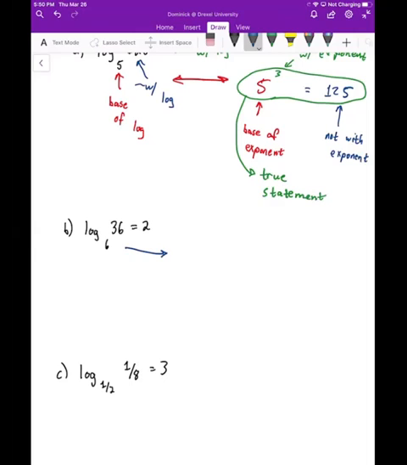So again, in part B, 6 is the base, so that's still the base of my exponent. 2 is not with my logarithm, so that should be with my exponent. And 36 is with my logarithm, so that should not be with my exponent. So then we get 6 squared is equal to 36. And of course, that's another true statement, so we know we're good there.